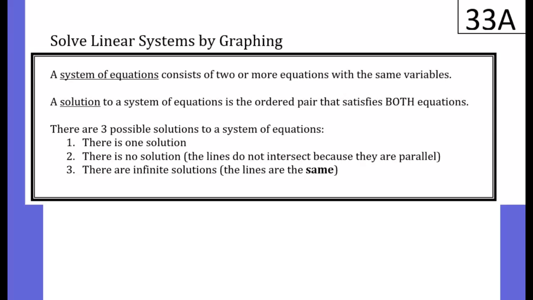A solution to a system of equations is an ordered pair that satisfies both equations. So our answer that we're looking for is an ordered pair. There's three possible solutions though. If there's one solution, then you're going to have an ordered pair. If there's no solution, then the two lines are parallel and they never intersect. And then there's infinite solutions, so the lines are the same. And I'm going to give you some examples for each.